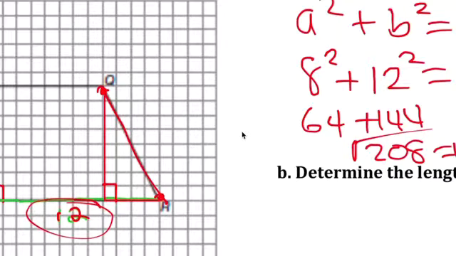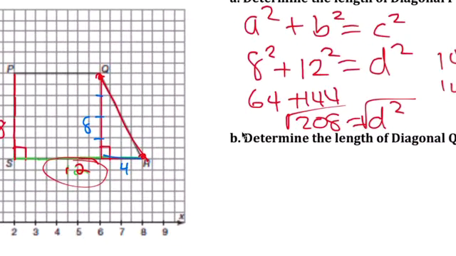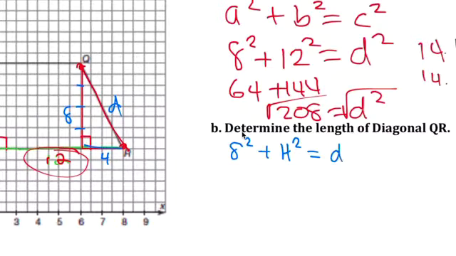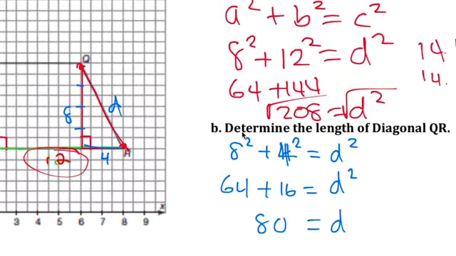Down 2, 4, 6, 8, over 4. Down 8 over 4, so 8 is A plus B squared, 4 squared equals this diagonal Q to R squared. That's 64 plus 16 equals the diagonal squared, that's 80 equals D squared. Find the square root of 80.